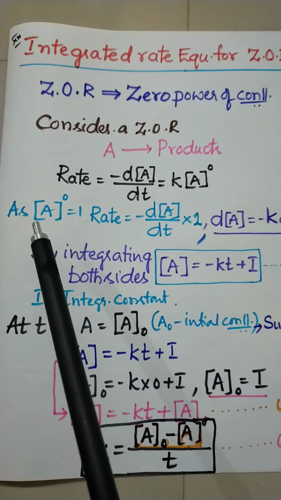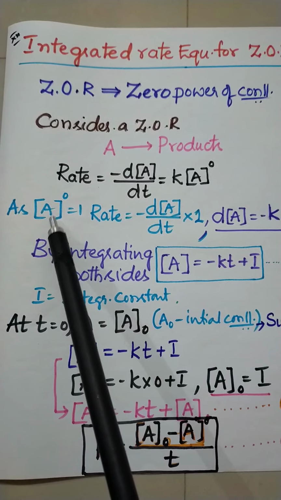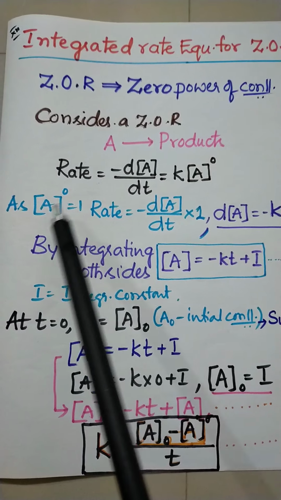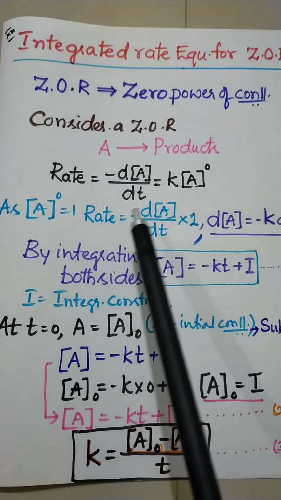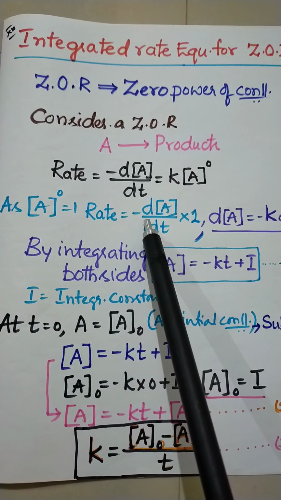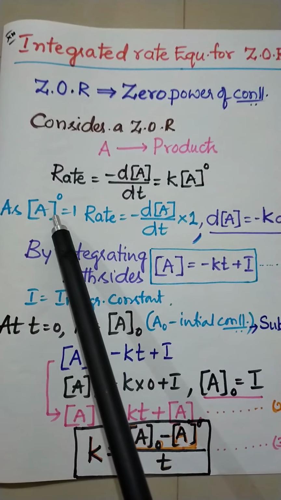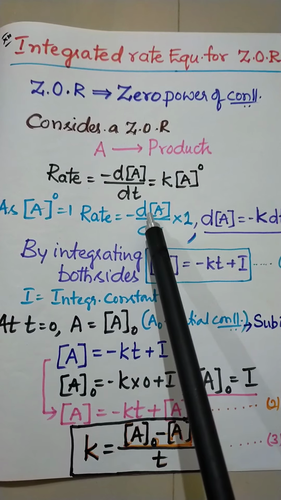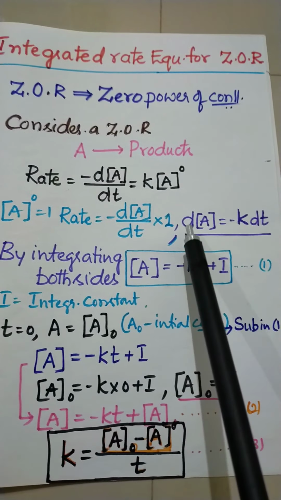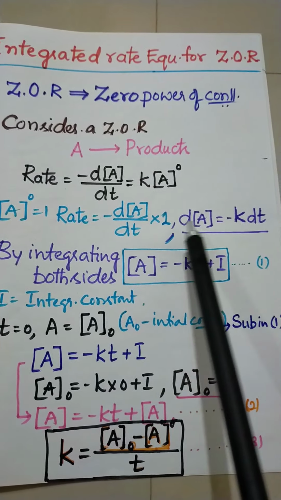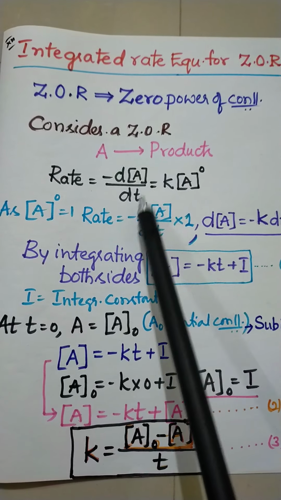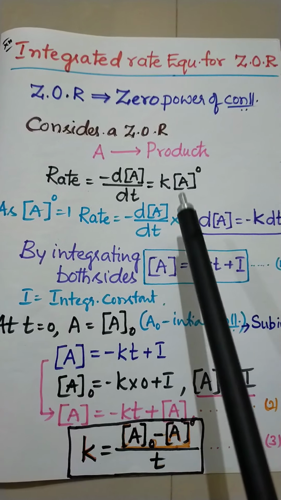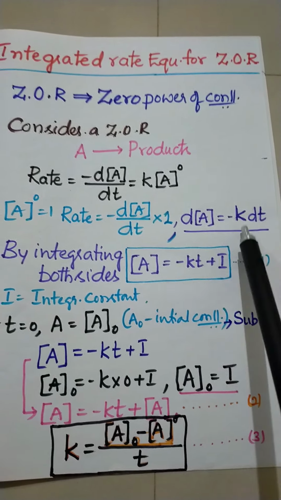As the power of the concentration is 0, any number to the power of 0 is 1. Then rate is equal to minus dA by dt equals k. Just interchanging, dA is equal to minus k dt.